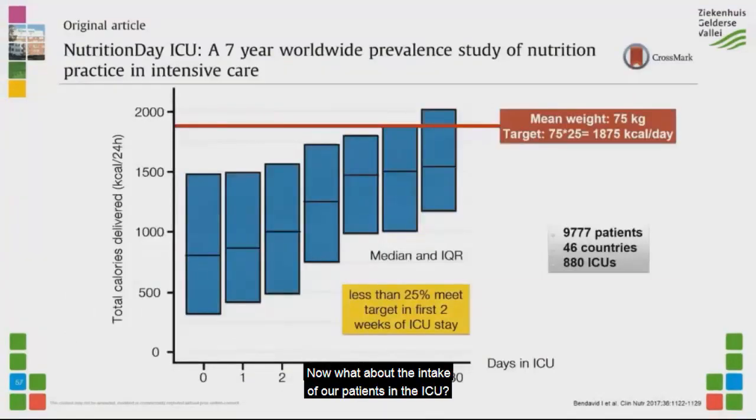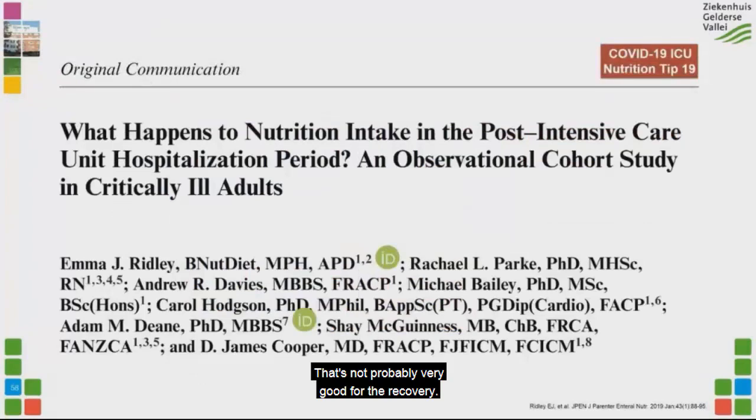Now, what about the intake of our patients in the ICU? This is data from Nutrition Day. That's a worldwide survey among a lot of ICUs, almost 1,000 ICUs and 10,000 patients. And you can see that meeting the target of the average population, that is the 1875 kcals per day, takes almost 14 to 180 days. So many of our patients are really starved in the ICU. That's probably not very good for the recovery, also not in COVID-19 patients.